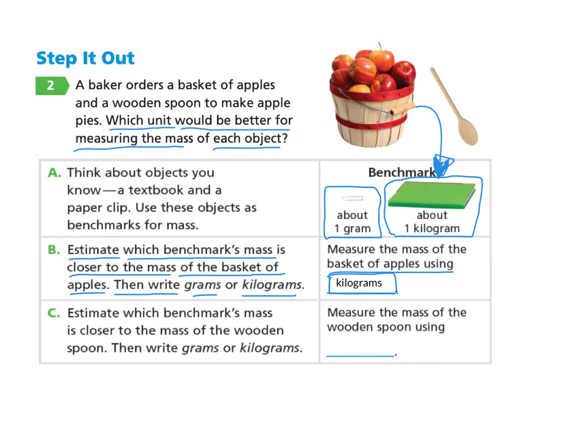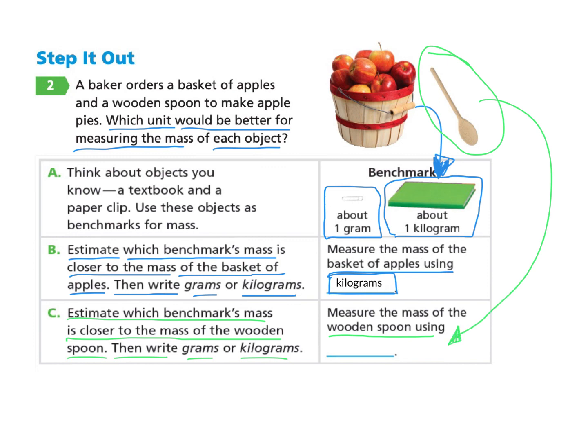Now estimate which benchmark's mass is closer to the mass of the wooden spoon. Then write grams or kilograms. So we're taking a look at this wooden spoon, and the measure of the mass for the wooden spoon, we would use, if you want to pause and write it in and come back, you can do so. And when you come back, you would write grams.